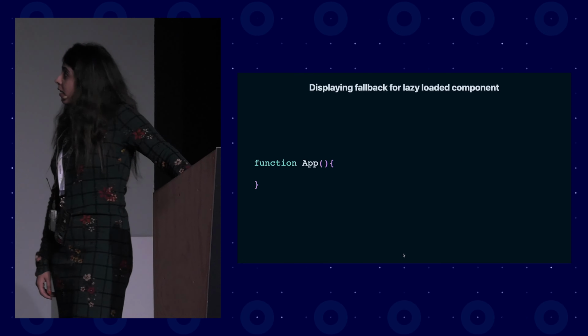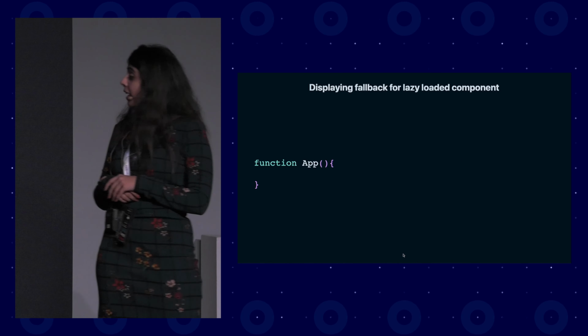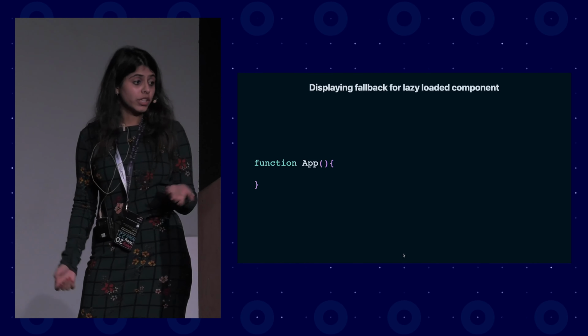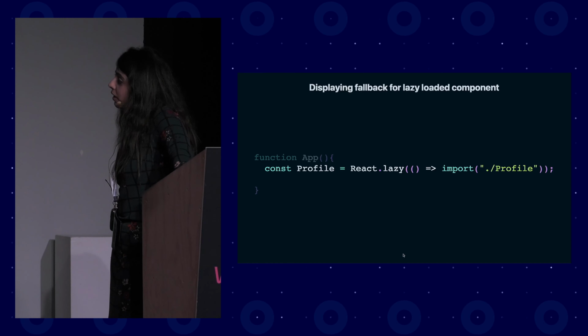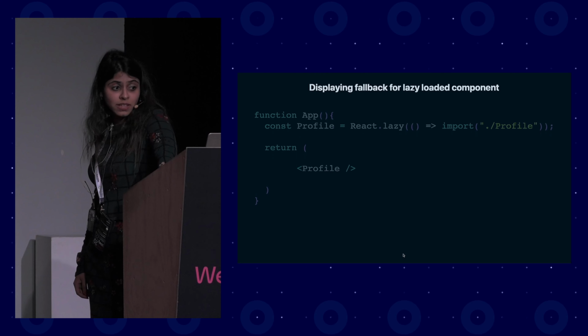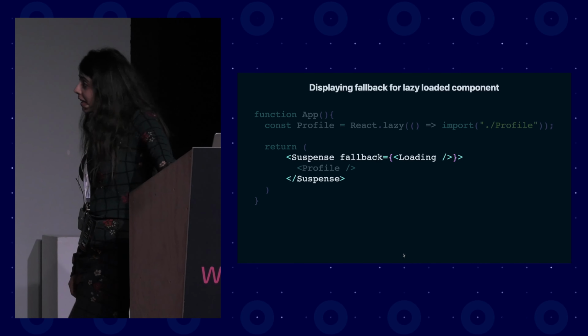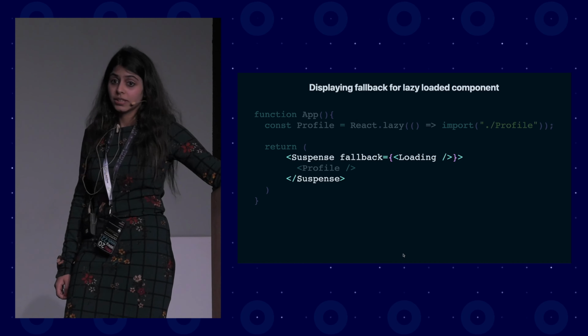So let's say the first use case for Suspense is to display a fallback for lazy loaded components. Like here, if I import a profile, I'm lazy loading this profile component. And if I wrap it inside Suspense, now till the time my profile is not ready to be displayed, Suspense will display the loading component.